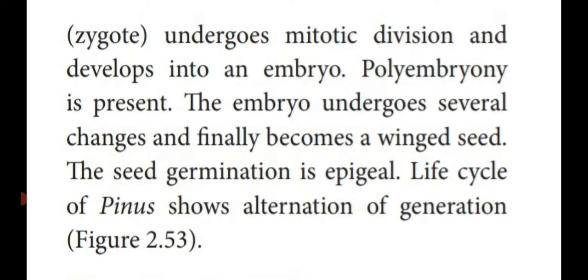Here many embryos are produced in the Pinus plant. More than 1 embryo present inside the embryo sac region is known as polyembryony. Dear students, kindly underline the word polyembryony; this condition is seen in the Pinus plant. What is polyembryony? Poly means many. More than 1 embryo produced inside an ovule or an embryo sac is known as polyembryony.